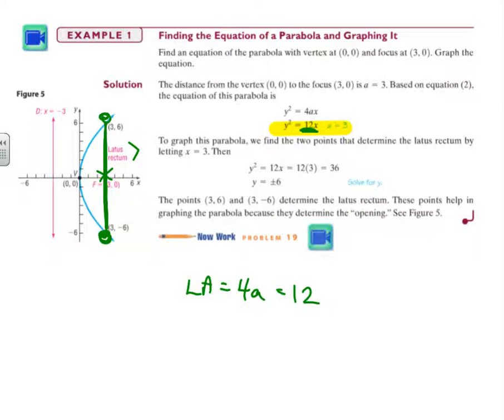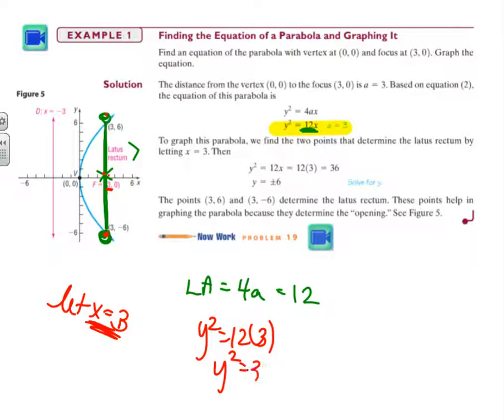But notice that if we let x equal 3, because we know that that's where you can always identify these other 2 points, the points that are on the parabola, by letting x be, well, in this case, the focus is x is 3. So if you let x be 3, then we get y squared equals 12 times 3. y squared is 36. And if you take the square root of that, that's why we're getting y is equal to plus or minus 6. So that's generating these other 2 points.